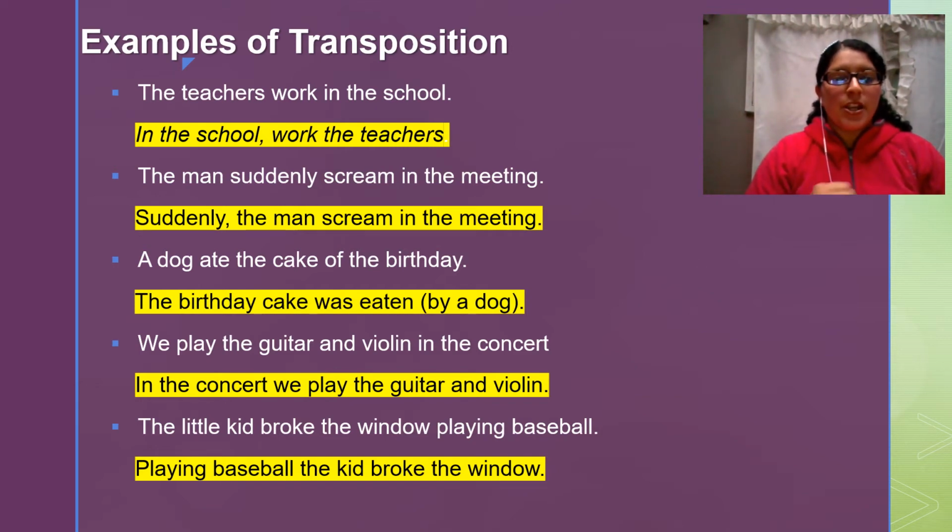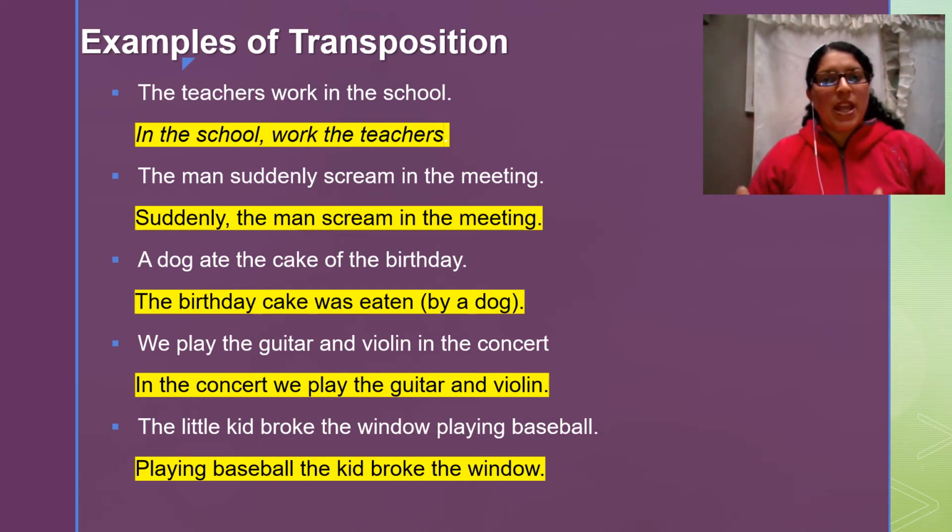We play the guitar and violin in the concert. In the concert, we play the guitar and violin. In the last sentence, the little kid broke the windows playing baseball. Playing baseball, the kid broke the windows. It only changes the position, with the same meaning.